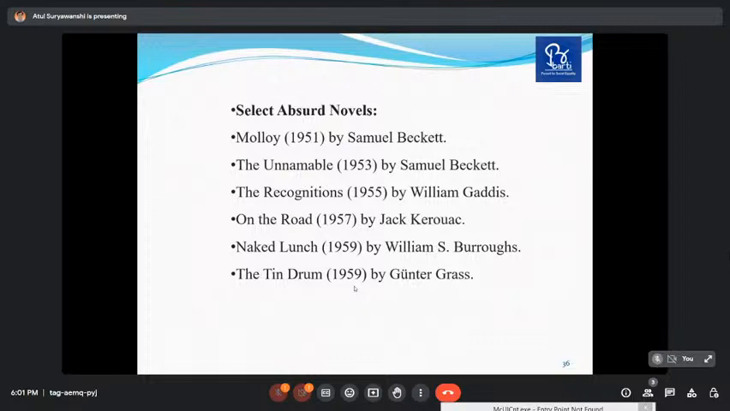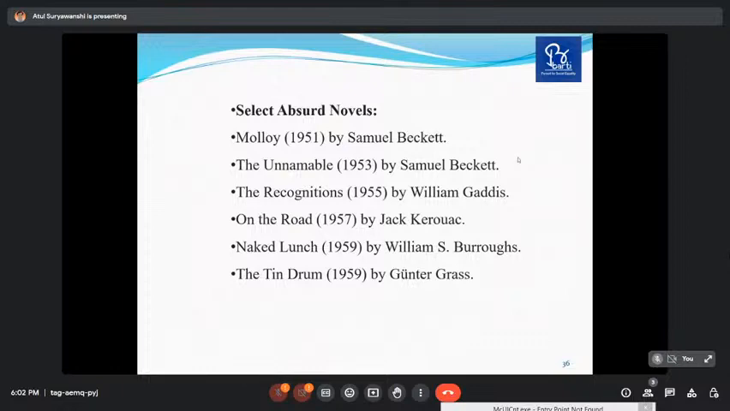Naked Lunch is a prominent, important work. Remember this, Naked Lunch in 1959 by William Burroughs. And The Tin Drum in 1959 by Gunter Grass. Gunter Grass is the recipient of the Nobel in 1999. So these are the select absurd novels. Apart from these novels, so many novels are there. So these are the sample novels for the study.